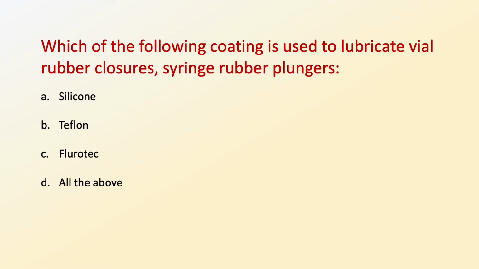So the first question of this video is, which of the following coating is used to lubricate vial rubber closures, syringe rubber plungers? The options are A. Silicone, B. Teflon, C. Fluorotec, or D, that is all of the above. So the correct option is option A, which is silicone. So silicone is used to lubricate vial rubber closures or syringe rubber plungers.